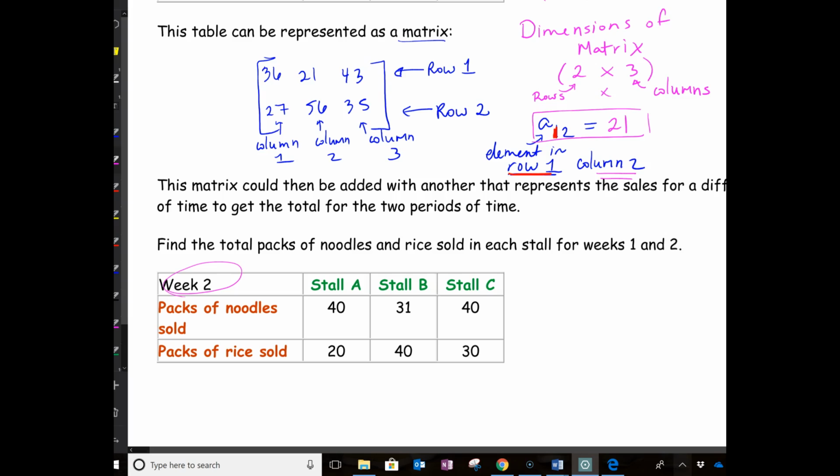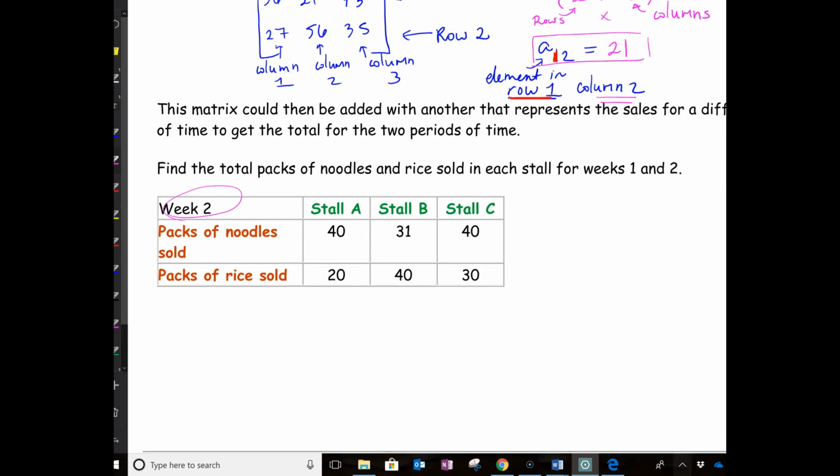Packs of rice sold were in stall A 20, stall B 40, and stall C 30. We could combine weeks 1 and 2 and see what is the total sales for both weeks. And a lot of this can be done on the computer as well, so businesses can access information quickly and efficiently and see maybe which stall is better, and then analyze why that stall would be better at selling.